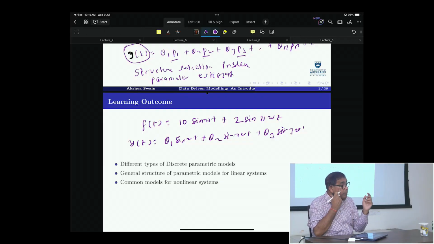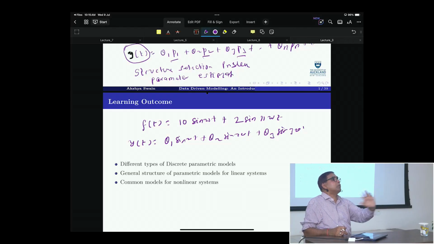If you fit the model, you will find theta 2, theta 3, theta 4, theta 5, they all will be almost 0, because that signal doesn't contain those components. So you will find only theta 1 and theta 11. Which mechanism should we use to do this? Which terms are present? That is the extremely important part in system identification.